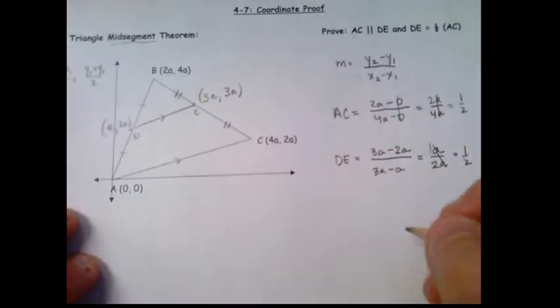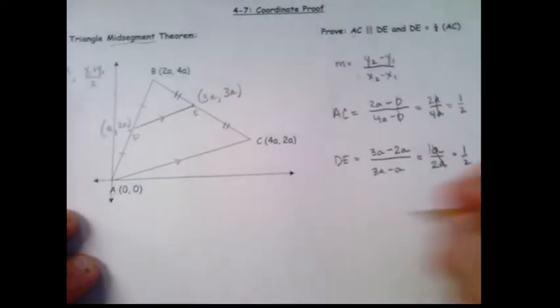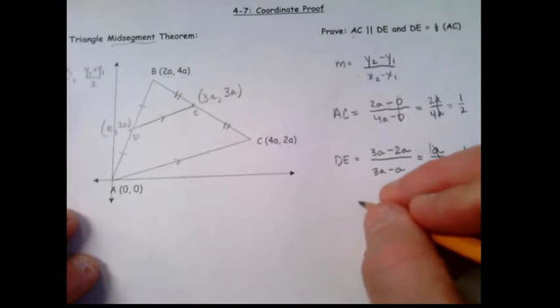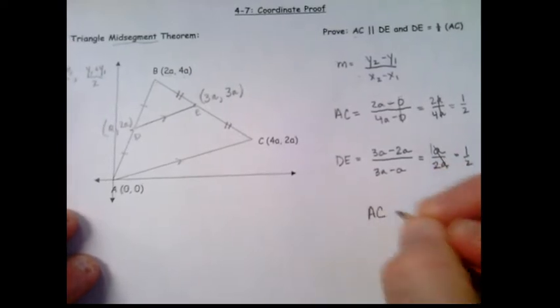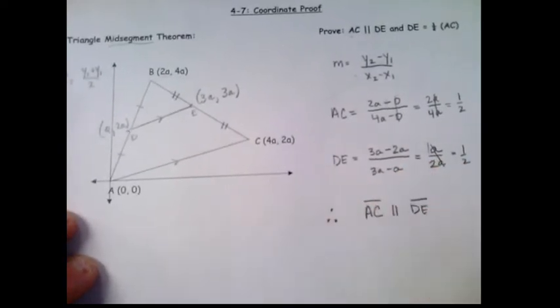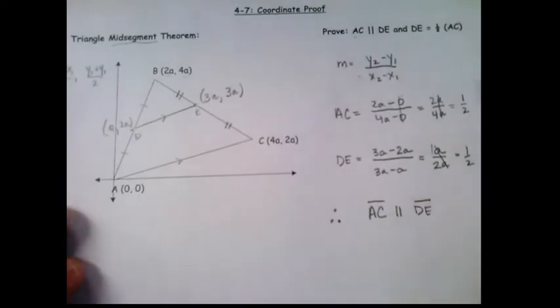So what have we proven? Whenever you do a coordinate proof, make sure you put down a summary statement for the work you've already done. So I'm going to say something like this: AC is parallel to DE. If you want to, you can use those 3 little dots. Therefore, AC is parallel to DE.